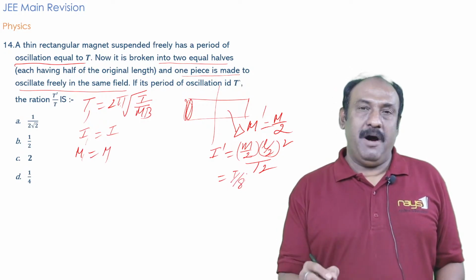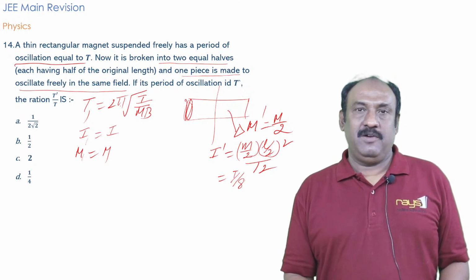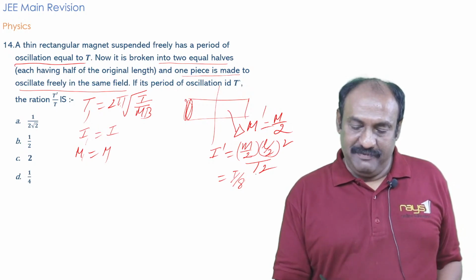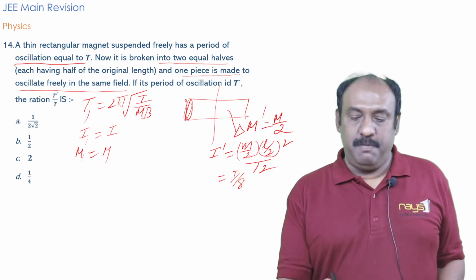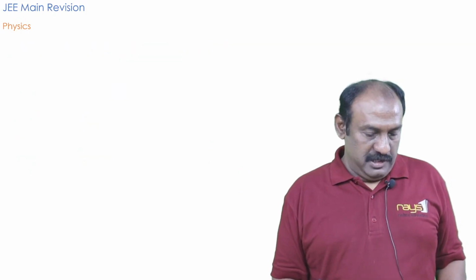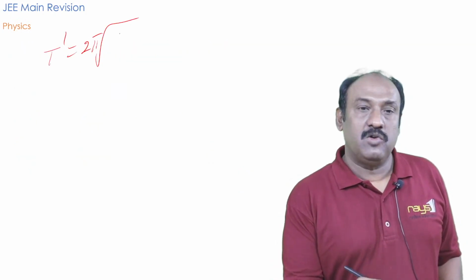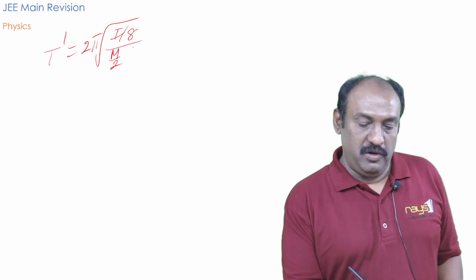So when a bar magnet is broken into two equal pieces, the moment of inertia of each piece becomes I by 8, and the magnetic moment of each piece becomes M by 2. Now the new time period is T dash is equal to 2 pi into root of I, which is I by 8, by the value M by 2 into B.